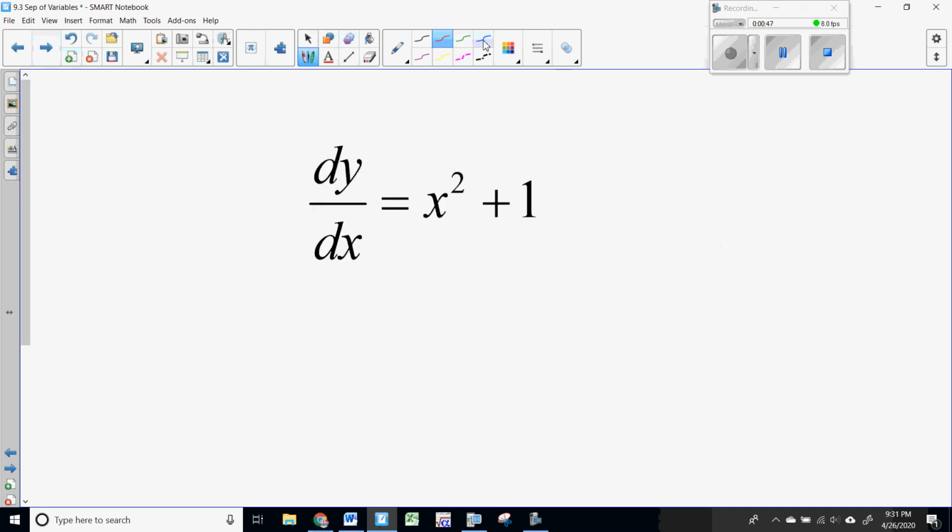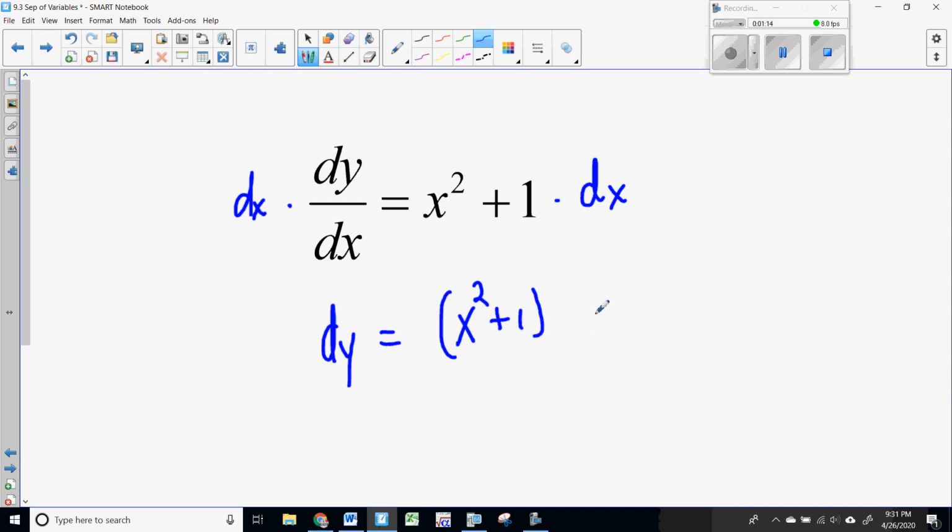If we have something like this, let's start with a simple one. dy/dx is x squared plus 1. What we're going to do in separation of variables is get all of the y's to the left side and all of the x's to the right side. So I'm going to multiply both sides by dx. I get dy is equal to x squared plus 1 dx. Once we get to the separated variables, with all the x's on one side and all the y's on the other, remember there's a 1 here, we are going to integrate both sides.